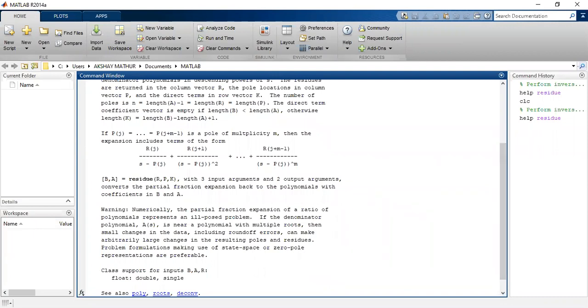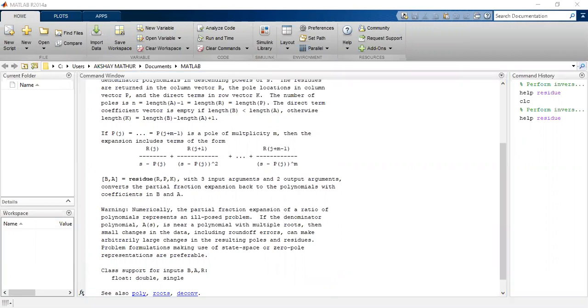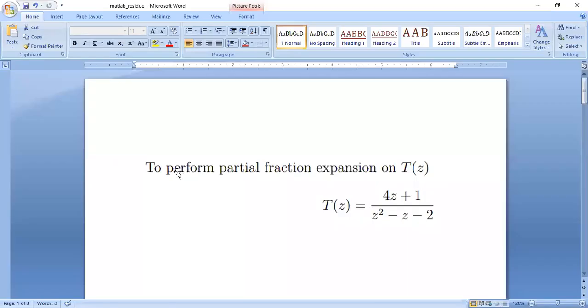We try our first function. We take a simple function and try it with that. See, this is our first question: to perform the partial fraction expansion on X(z), where z is the z domain, equal to (4z plus 1) upon (z square minus z minus 2). So let us see how we do this function now. It is very easy, as we have already seen in the MATLAB help. How do we do it?